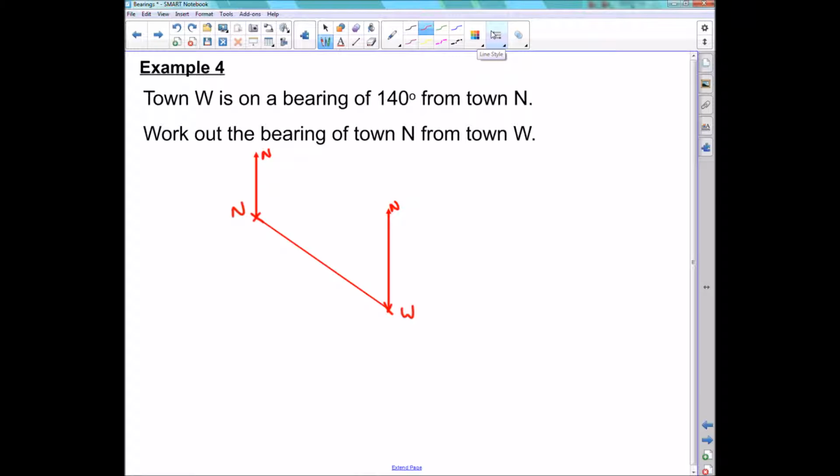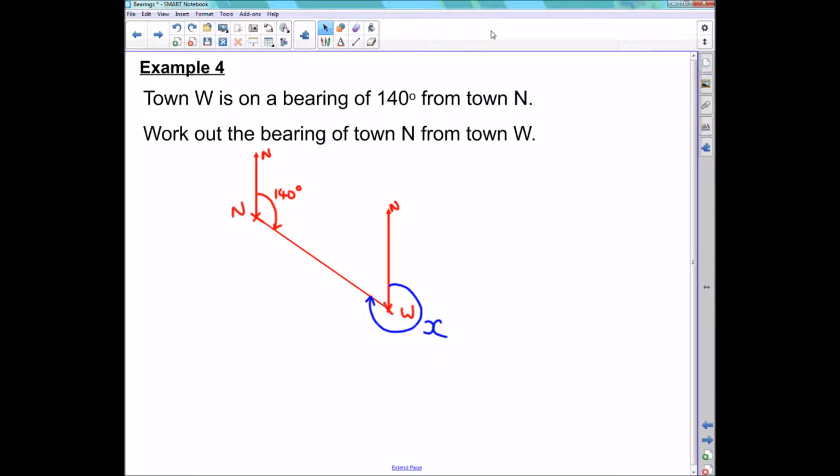The question reads that town W is on a bearing of 140 degrees from town N. So the bearing is measured from N. Remember, it's measured from north and clockwise, and that is 140 degrees. Now the question's asking for a bearing of town N from town W. So again, I'm going to mark this on my diagram. Remember, measuring from north clockwise, so I'm trying to find this angle here, X.